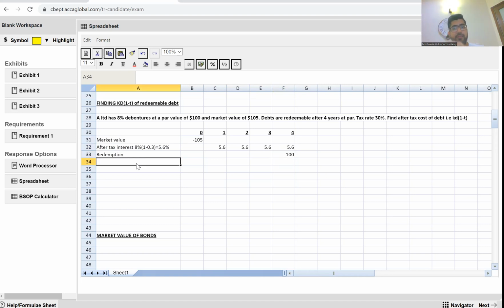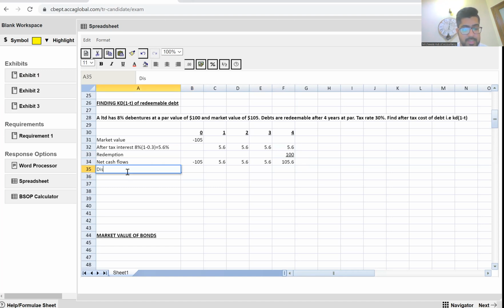So these are the 3 transactions: market value outflow, after tax interest, which is an inflow for 4 years, and redemption. Then you get net cash flows. So net cash flows are negative 105, then B31, C32, D32, E32, and then the sum of F32 and F33. This is what was taught to you, that when a debt is redeemable, for KD, if it's irredeemable, I over P naught. If it's a spread-based bond, RF plus spread, but for redeemable or convertible, IRR. So it's 4-year redeemable, 0, 1, 2, 3, 4. For KD(1 minus T), you will apply the IRR approach. Market value is outflow, after tax interest inflow, redemption inflow. You get net cash flows.